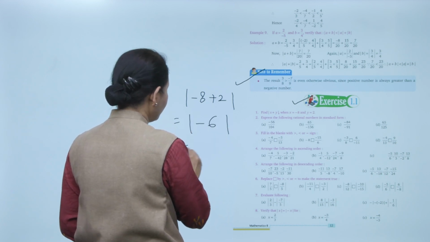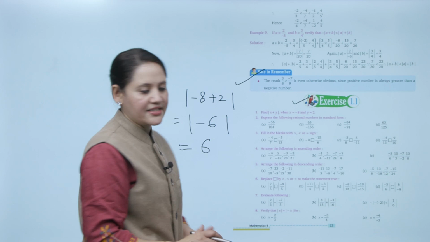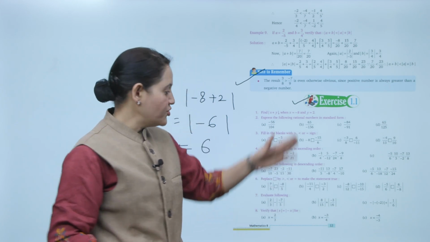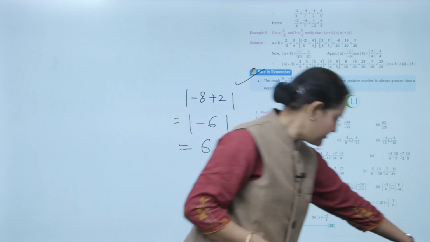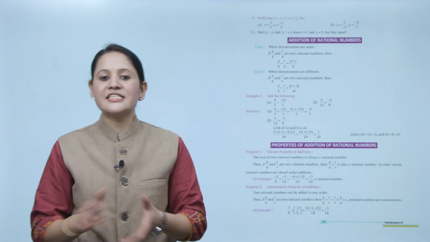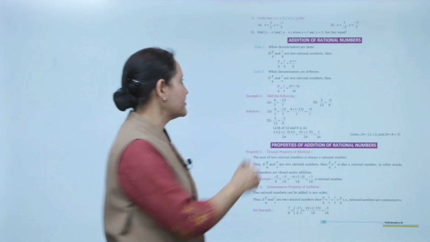Minus 6 and absolute value will be 6. Clear? So you have to practice all the questions of this exercise. We'll move to next topic. Next is addition of rational numbers.